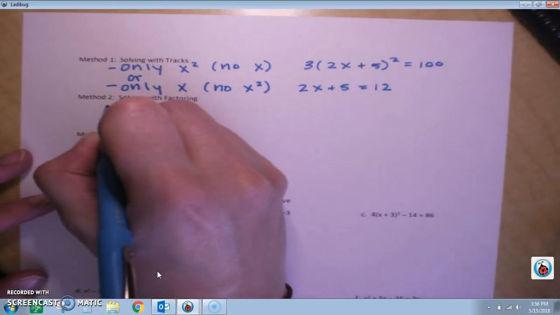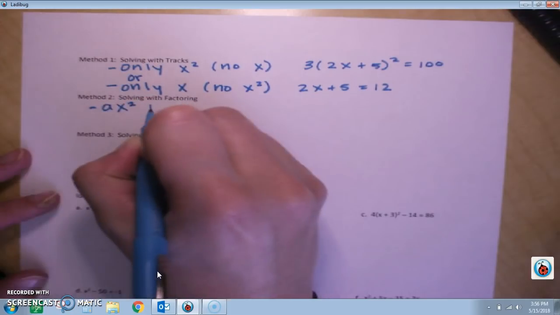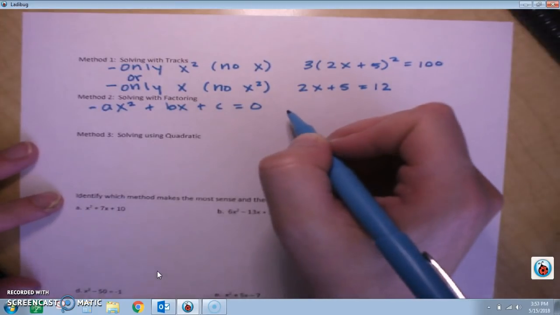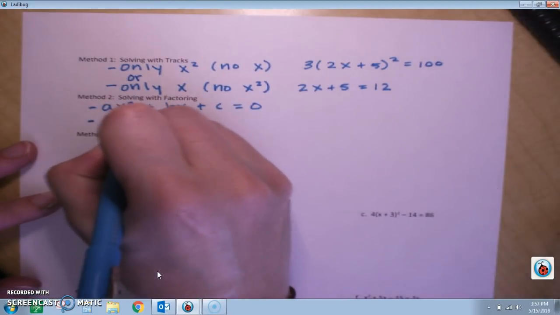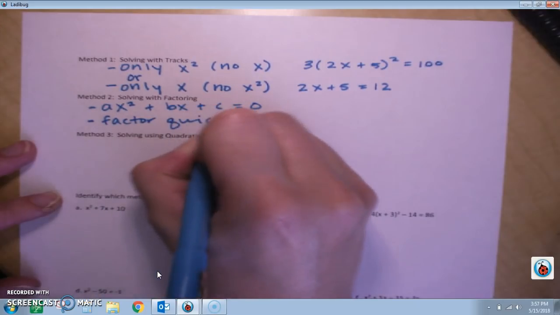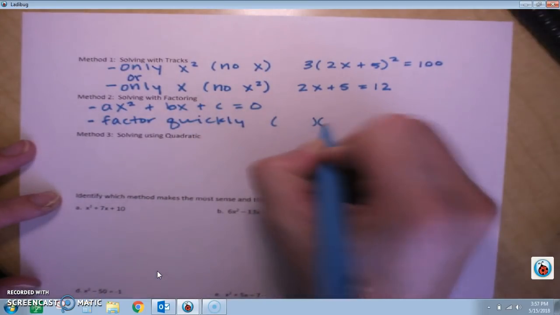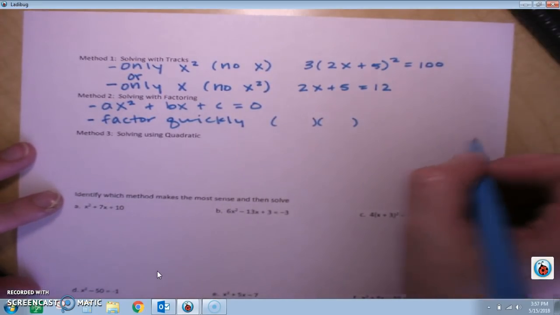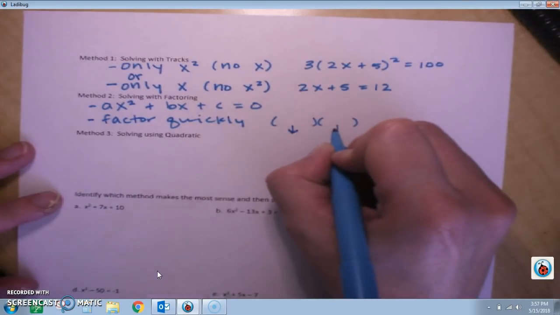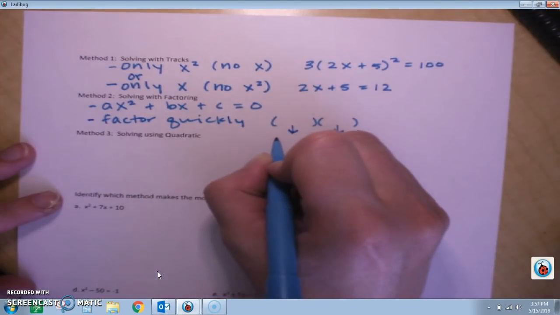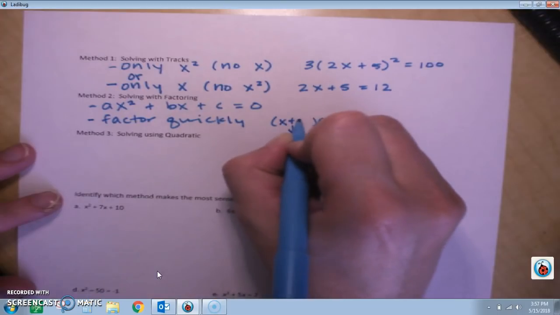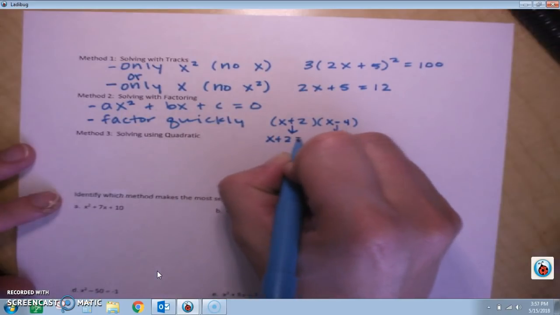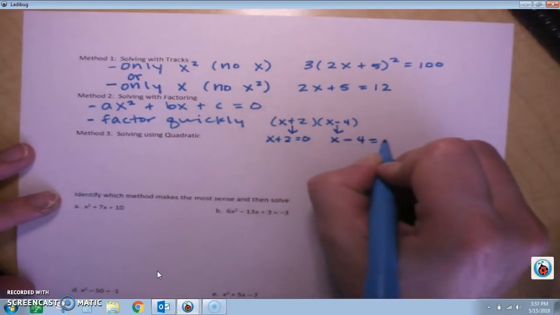Method number 2, solving with factoring. That's when your equation looks like this: ax squared plus bx plus c equals 0. That's in standard form. And this is something that you can factor quickly, where you get the 2 parentheses for your answers. After you get those 2 parentheses for your answers, you actually have to take it a step further and set each of these equal to 0. So let's say this is x plus 2, x minus 4. We would want to make those each equal to 0 and then solve for x.